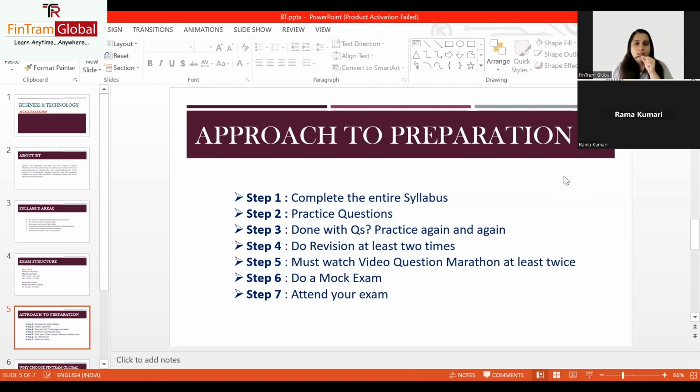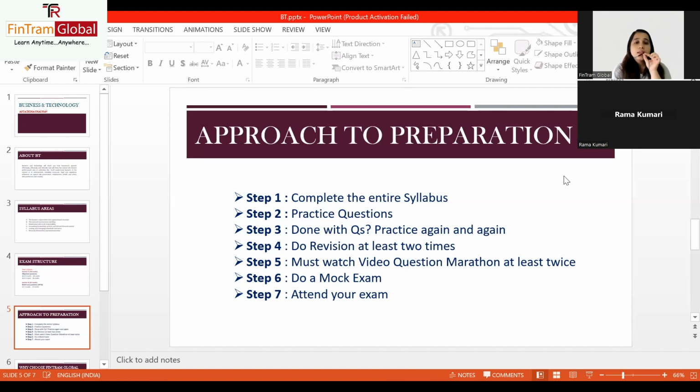And more or less, the syllabus of BT is not too difficult, to be honest. Especially if someone has already done 11th and 12th commerce, they have already studied business studies and economics, so for them it's even a little easier. And even if someone is from a science background, it is not going to be too difficult for them as well, because it is a very basic level subject wherein you're just getting introduced to the world of business and technology.